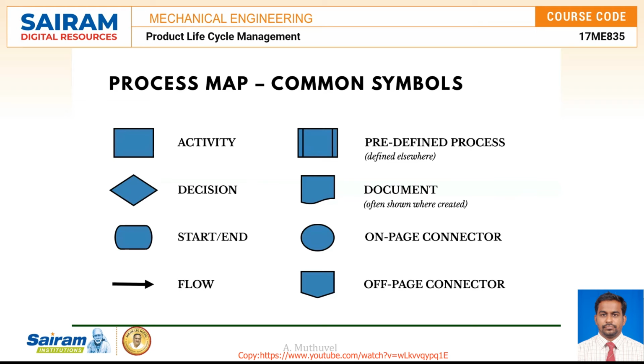So those four symbols on the left are going to be the most common that we're going to use on a process map. And the symbols on the right are still used, just probably not as often. Now the symbol in the top right is a predefined process.